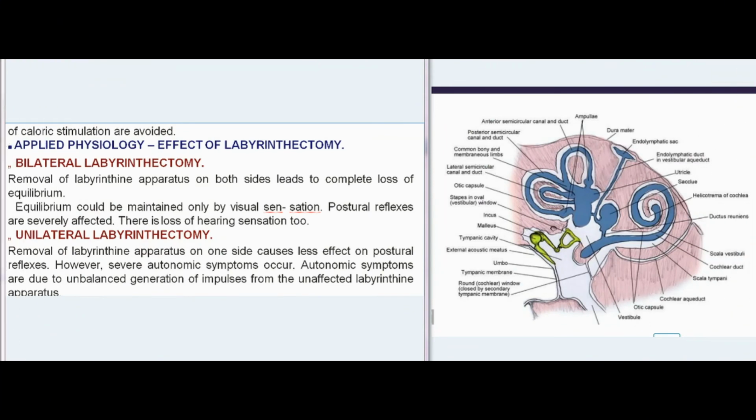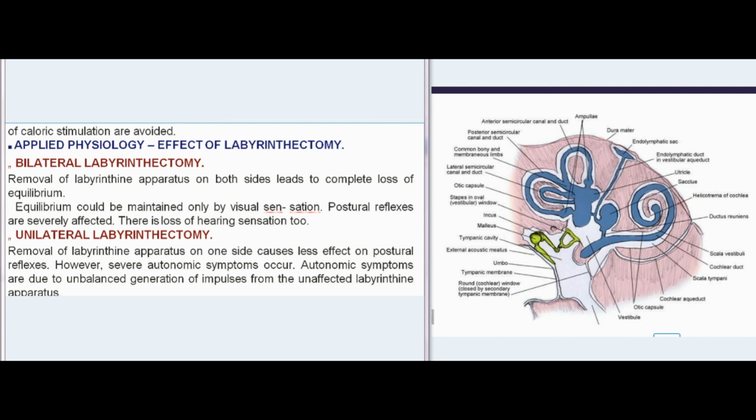Applied physiology. Effect of labyrinthectomy. Bilateral labyrinthectomy: removal of the labyrinthine apparatus on both sides leads to complete loss of equilibrium. Equilibrium could be maintained only by visual sensation. Postural reflexes are severely affected. There is loss of hearing sensation too.